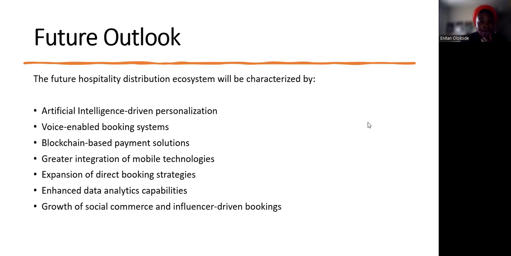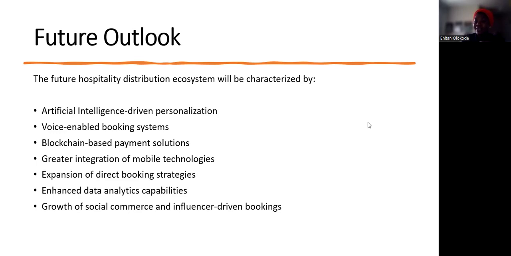So what are our future outlooks? Looking ahead, several major developments are expected to shape the future of the hospitality industry. And this includes AI-driven personalization, voice-enabled booking technologies, blockchain, expansion of mobile integrations, advanced data analytics, and the growth of social commerce.